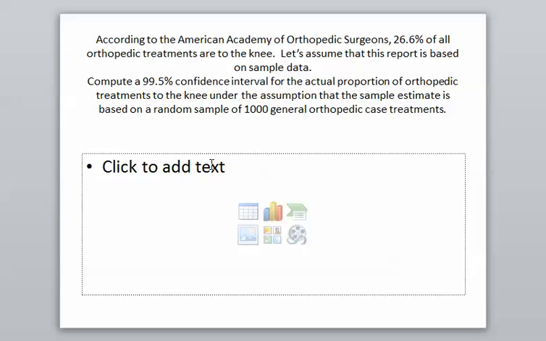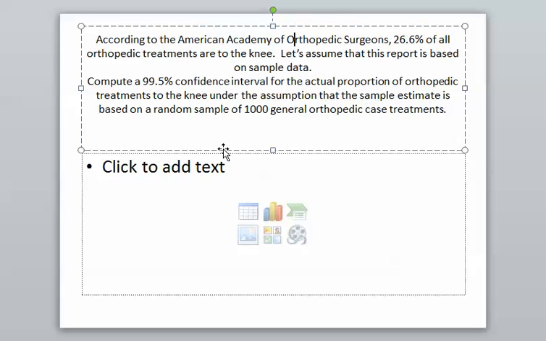Okay. According to the American Academy of Orthopedic Surgeons, 26.6% of all orthopedic treatments are to the knee. Let's assume this report is based on sample data. Compute a 99% confidence interval for the actual proportion of orthopedic treatments to the knee under the assumption that the sample estimate is based upon a random sample of 1,000 general orthopedic treatments.